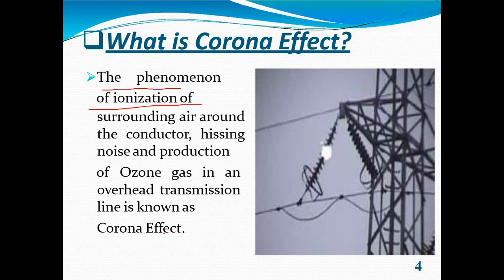If the applied voltage is increased to the breakdown value, a flashover will occur between the conductors due to the breakdown of air insulation. So, the corona definition is that the phenomena of violet glow, hissing noise, and production of ozone gas in an overhead transmission line is known as a corona.